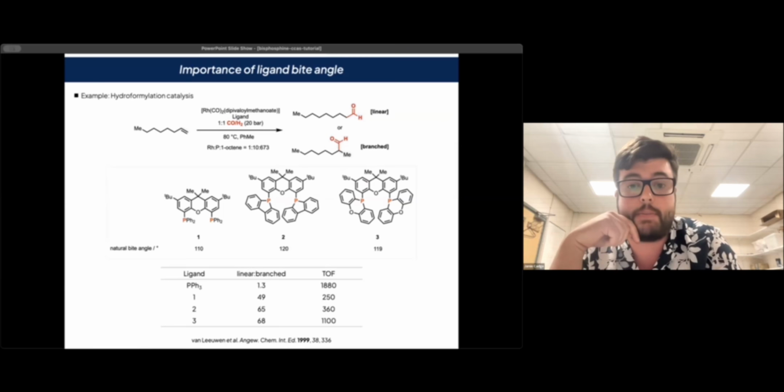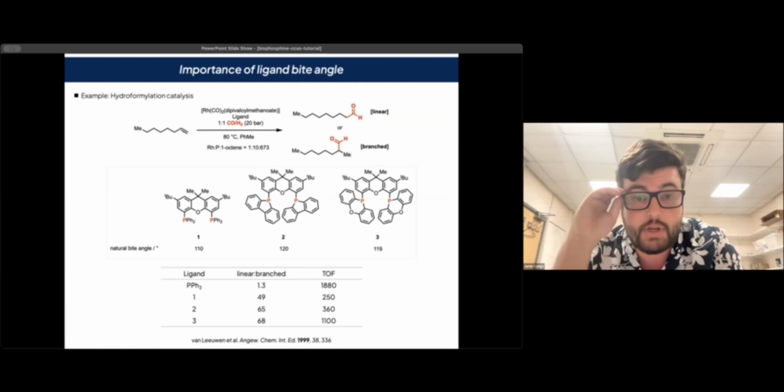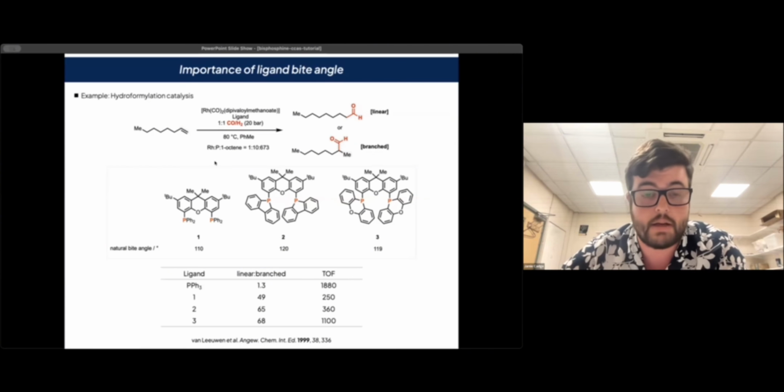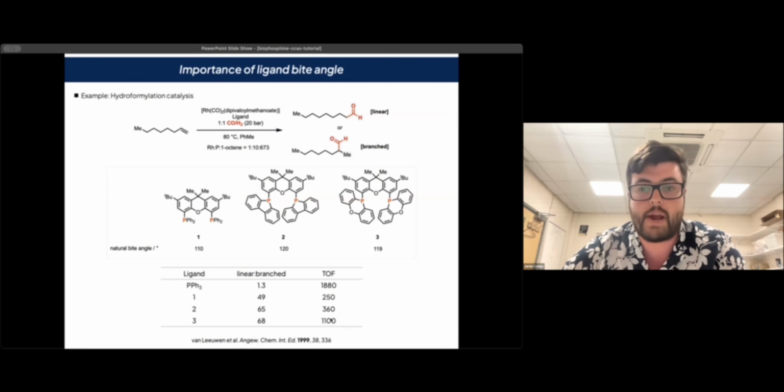So this is an example of why bite angle is important in catalysis, and also bisphosphine ligands in general, actually. This is a hydroformylation, so it's a little bit like hydrogenation, but we actually have carbon monoxide in there as well, so we can turn alkenes into aldehydes. What we're looking at is the ratio between the linear and the branched products, and we have these three different wide bite angle Xantphos-type ligands. As you can see, as we go between these three ligands we can increase the turnover frequency or the rate of the reaction, and also get better branched to linear ratios. So not only does it matter in terms of the electronic structure of the metal, but it also makes a difference in catalysis.